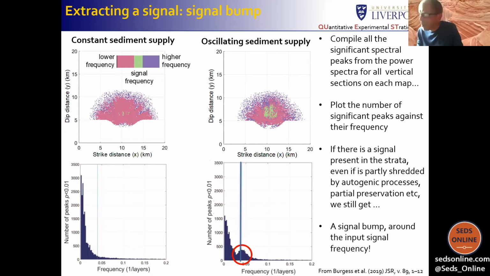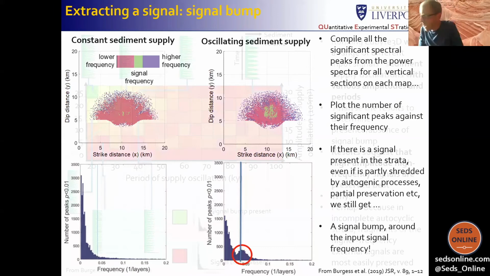An outcrop example where we've got enough vertical sections, 20, 30, maybe more if possible, that we could put together a series of spectral analyses to create this kind of plot and see whether we can see any kind of signal bump or whether it looks more like this. Can we make the distinction for that outcrop example based on this technique? Okay, so then one final slide.